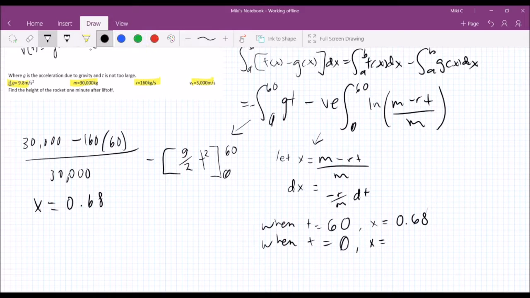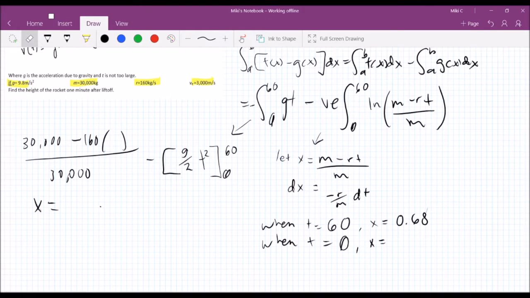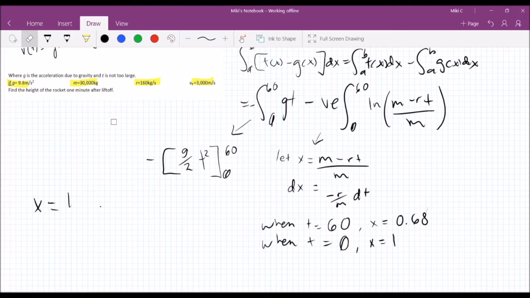So let's take for instance, we're going to put in our other boundary, in this case 0. When this is equal to 0, this entire thing gets crossed out, 30,000 over 30,000, x is equal to 1. So this is going to be our new lower boundary. And now that we're done with this, we can just move it out of the way and free up some extra space.